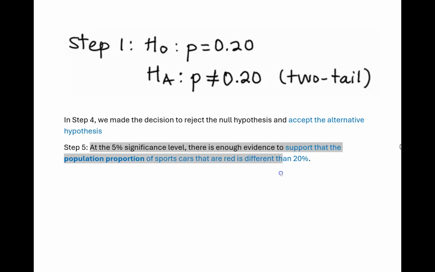So our conclusion is that at the 5% significance level, there is enough evidence to support HA that the population proportion of sports cars that are red is different than 20%. Notice how I am giving all this context here that was included in the problem to start off. We do want to make sure that our conclusions are written with context. We also want to make sure that we are mentioning population proportion in that conclusion since we are doing a hypothesis test for a population proportion.